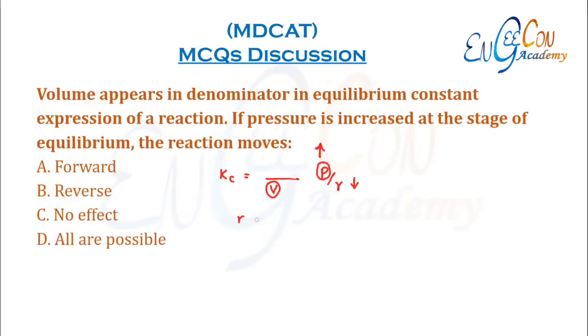सो जब भी प्रोडक्ट्स के मोल्स रिएक्टेंट से ज़्यादा हों तो प्रेशर इंक्रीज़ करने से रिएक्शन उधर जाएगा जिधर नंबर ऑफ मोल्स कम है। So if we increase the pressure, the moles of products are more and reactants are less, so reaction moves backward. So B is the correct option.